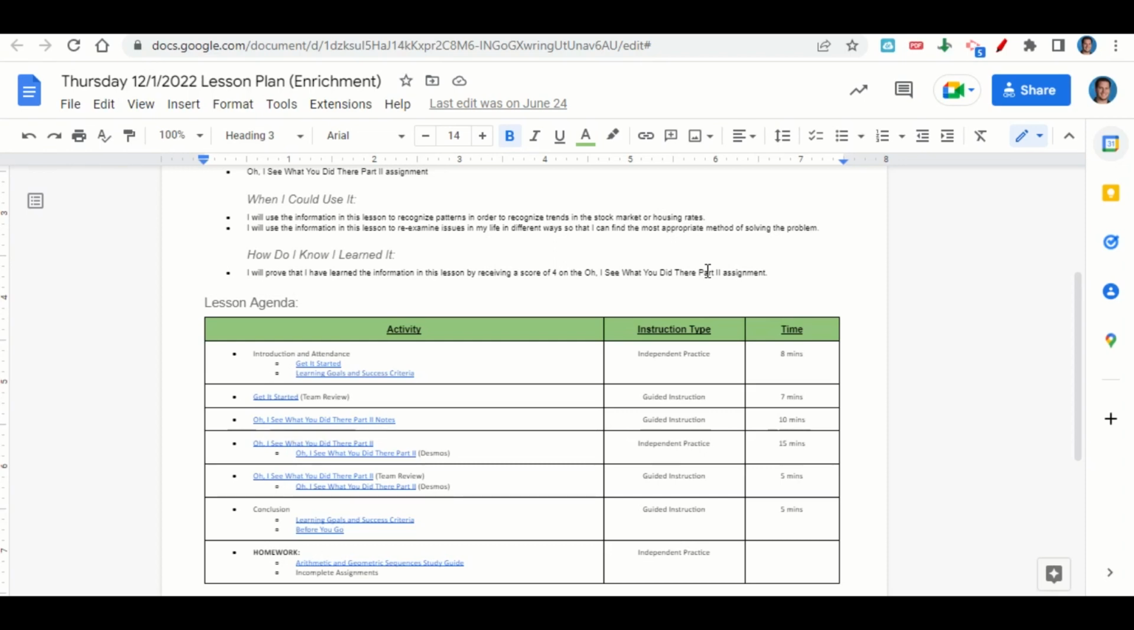At the end of class, we'll go back over our learning goals and success criteria while you fill out your Before You Go. Your only homework for tonight is to continue working on the arithmetic and geometric sequences study guide and any incomplete assignments that you may have.